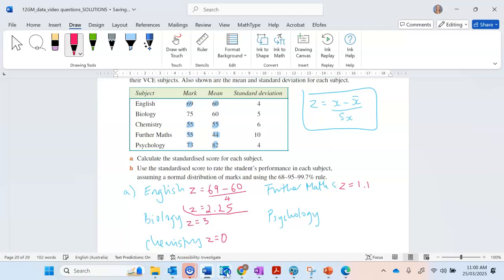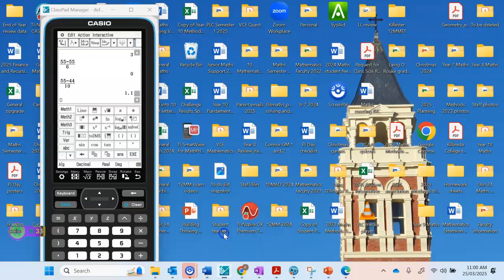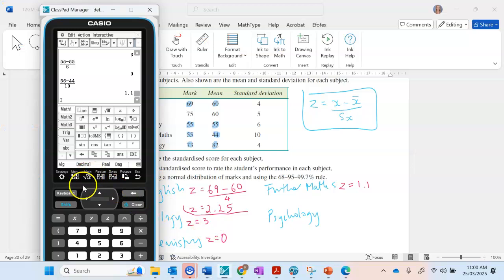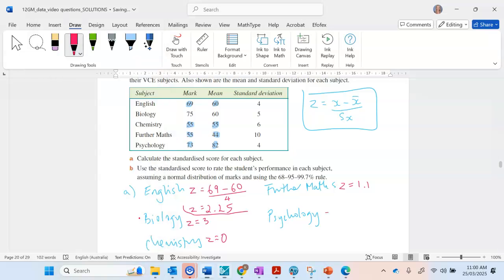And then psychology, 73 minus 82, we know it's going to be negative, so negative 2.25. All right, so there's the Z scores.